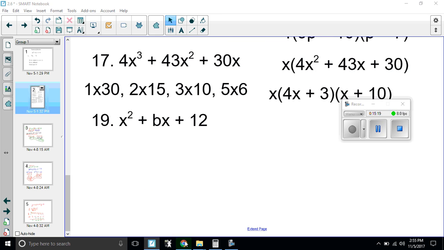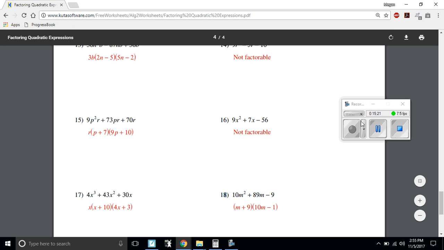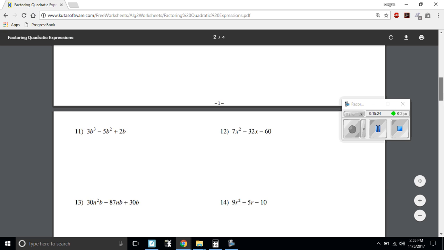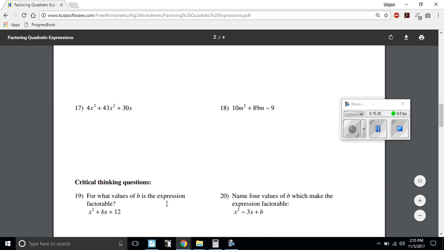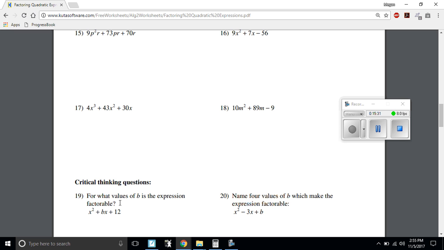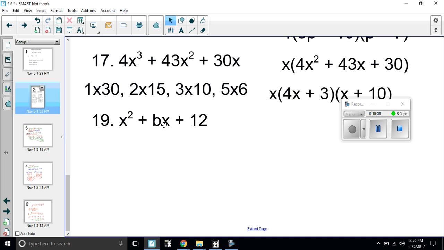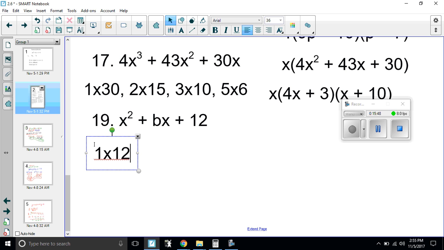19, what it's asking us is, for what values of b is the expression factorable? So, I mean, the solutions to this are not endless. There's, I guess, a definite answer. So let's look back at this. What factors of b would make this work? Well, my only factors of 12, let's figure that out, are 1 and 12, or 2 and 6, and then we have 3 and 4.